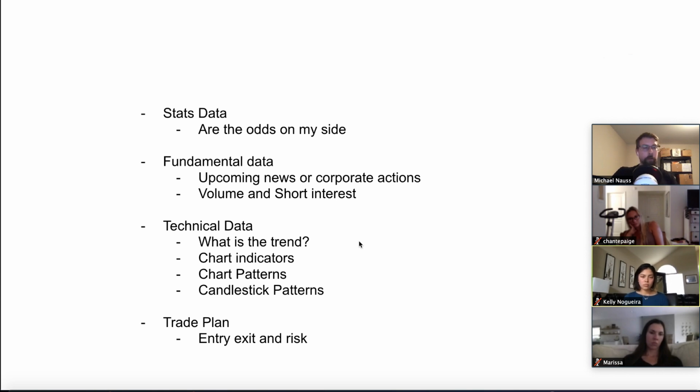What is the news? Is there earnings tomorrow? If so, I probably don't want to trade it. Is there enough volume? If not, I probably don't want to trade it. All of these things, down to the trend, the indicator, and then last, the candlestick pattern. Is the actual candlestick pattern something that I'm interested in as well?